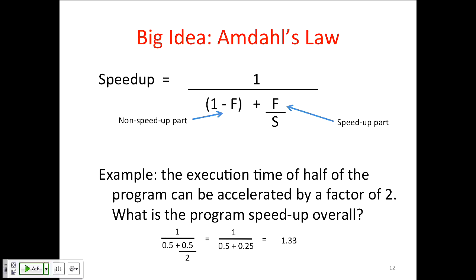Let's run through some examples to give you some feeling of how bad this is. If the execution time of half of your program can be accelerated by a factor of 2, what's your overall speedup? Well, half of it is unchanged, half of it is twice as fast, and so it's 1 divided by 0.75, which is only 1.33. So I'd have made half of my program go twice as fast, and overall it's only 1.33 times faster. You're really limited by that piece that you didn't speed up.